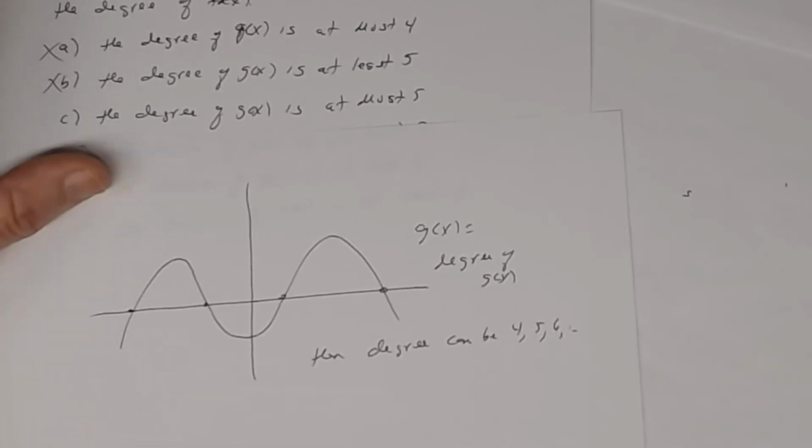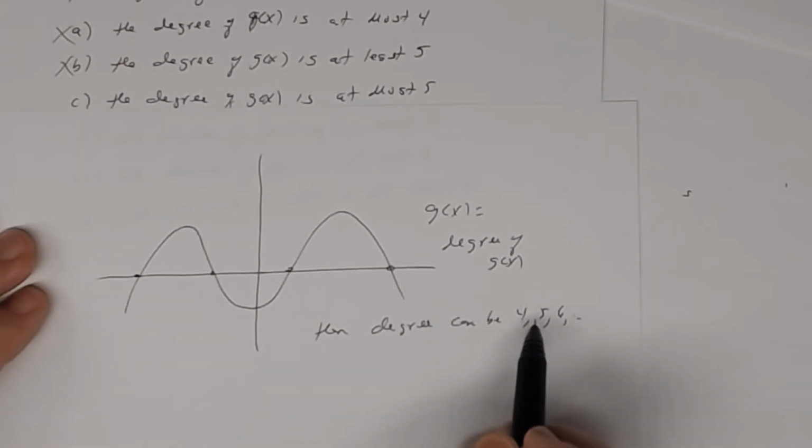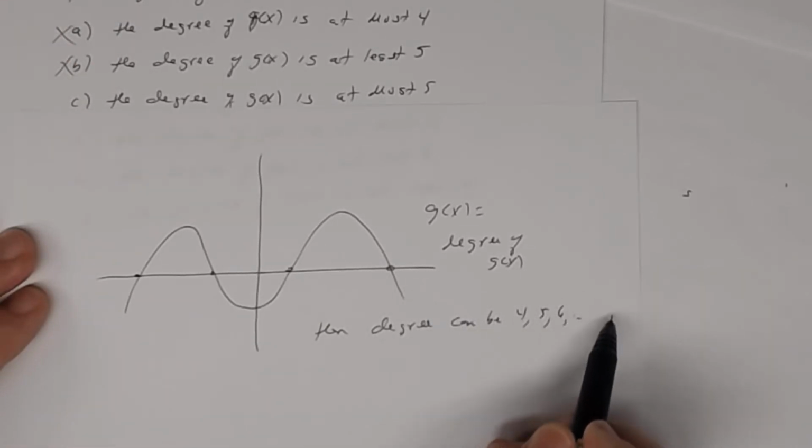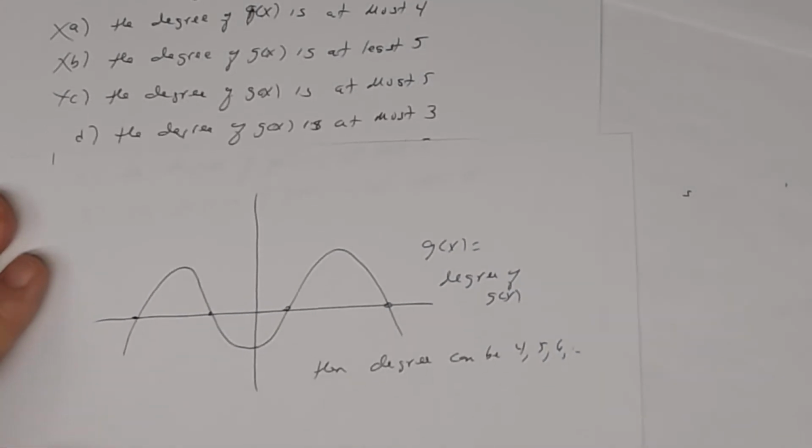See? The degree of g of x is at most 5. Can the degree be at most 5? No, because that leaves off 6, 7, 8, and so on. The degree of g of x is at most 3. Obviously, that's not true because it has to be 4, 5, 6, or 7.